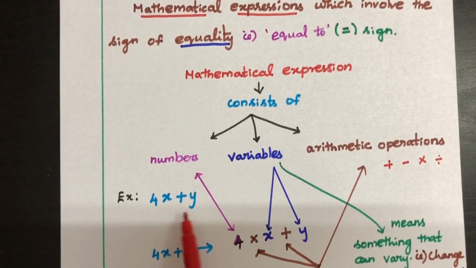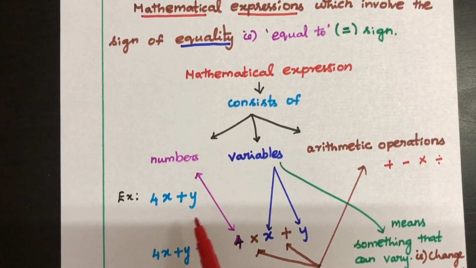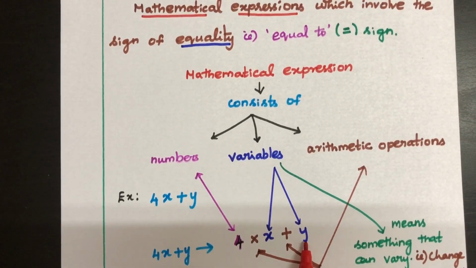In 4x plus y, x and y are variables, right? So, here it is not just x and y. It will take some values, that means some numerical values. It takes on different numerical values. That's why it is called a variable. In each case, it may vary.